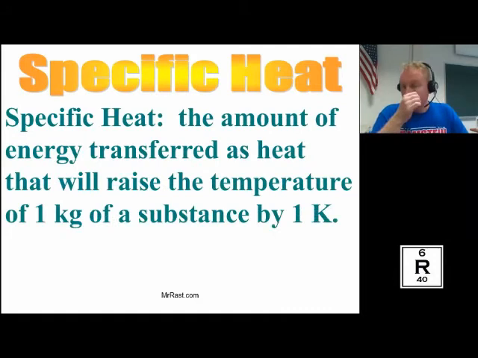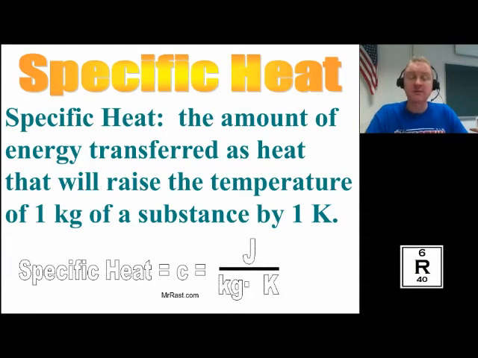So now we've got our background on what temperature is, that we understand that it's a measure of kinetic energy. We use thermometers to measure it. Let's talk about what specific heat is, because that's really where I'm driving you, but I want to give you some background to understand what specific heat is. So specific heat is the amount of energy transferred as heat that will raise the temperature of a kilogram of a substance by 1 Kelvin.